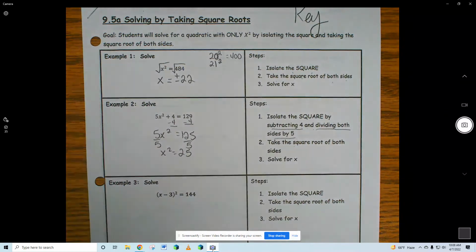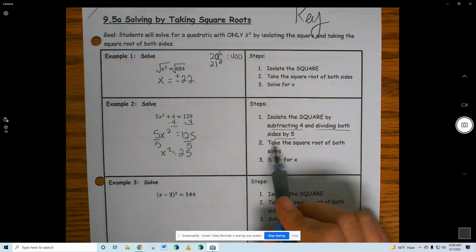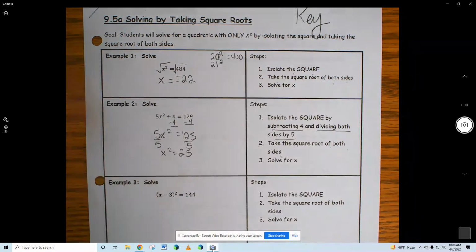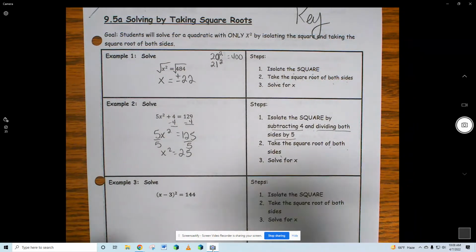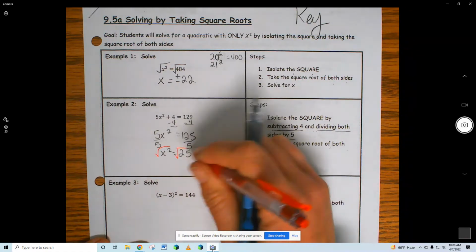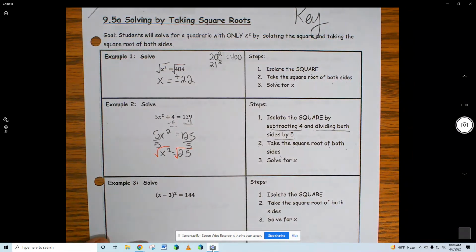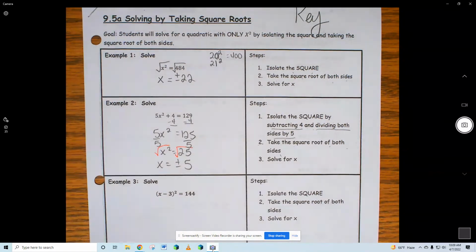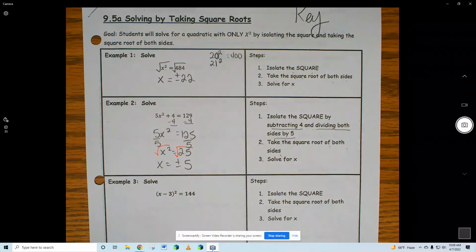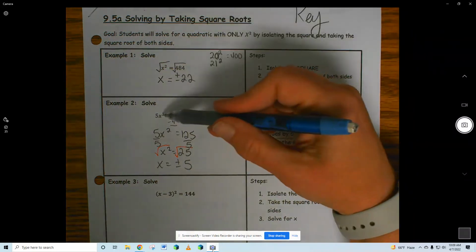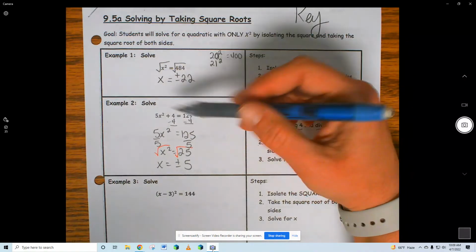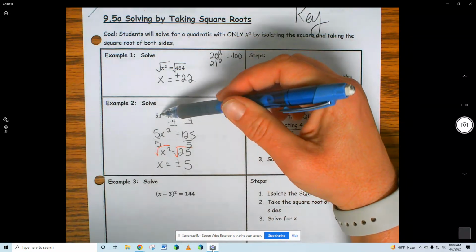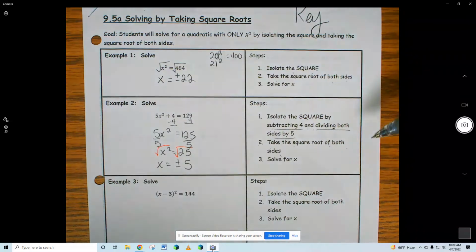So this is perfect. Step 2. Take the square root of both sides. Plus or minus 5. So if I plug positive 5 into my original equation, I would get 129. If I plugged in negative 5 into my original equation, I would also get 129.